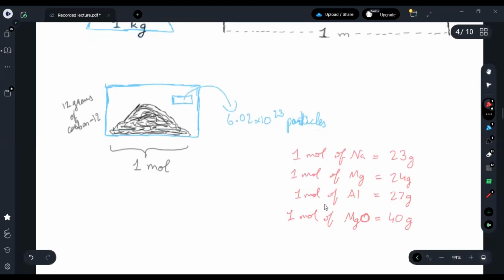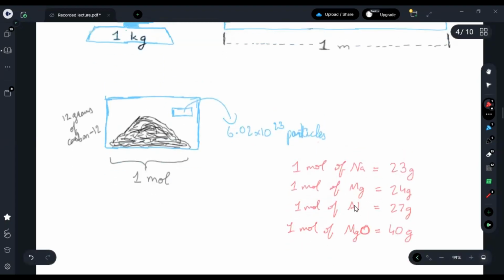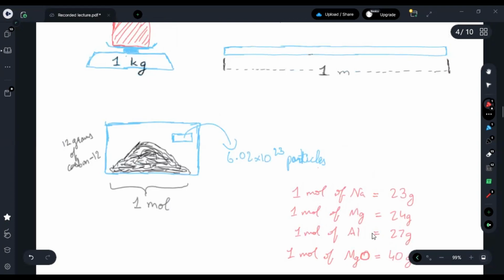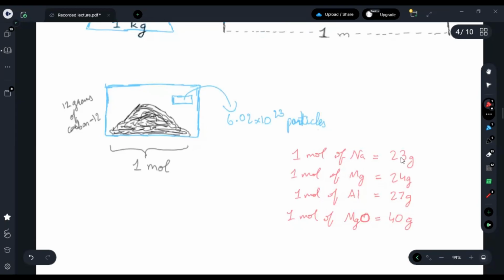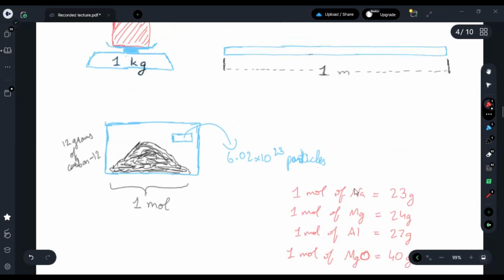So the scientists got to know that whatever substance they are taking, an element or a compound, if they weigh 1 mole of that, they find the mass of that is exactly equivalent to the Ar or Mr of that particular substance.